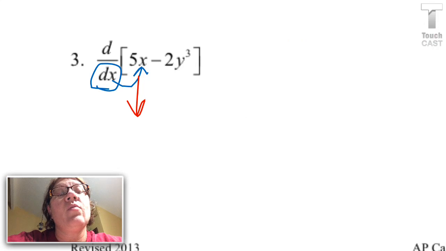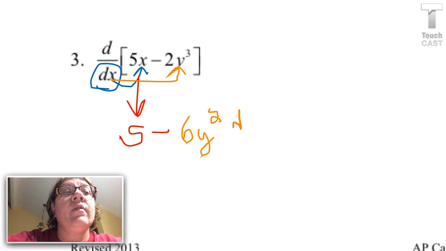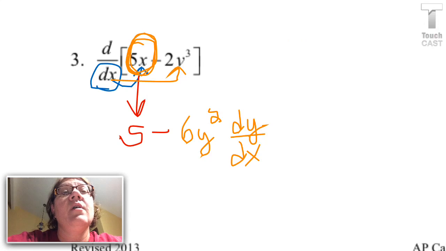Again, powering down, so 1 times 5 is 5, decrease the power by 1. But then as on the second piece, the variable doesn't match. So although I get to use my power rule, so I'm powering down, which will be a 6y squared, I haven't really taken the derivative of y because it's not an x variable. And I can only really derive the x pieces because I'm deriving with respect to x.